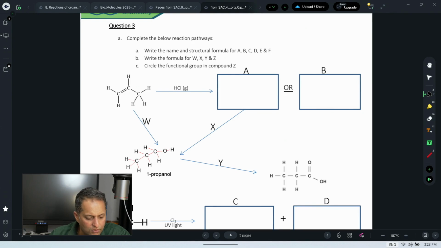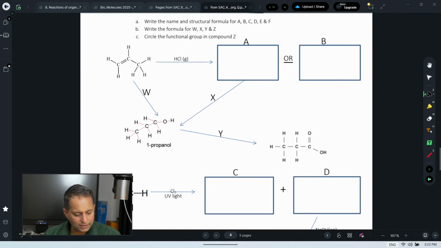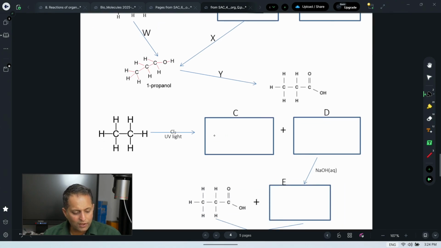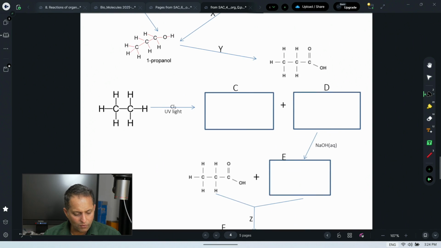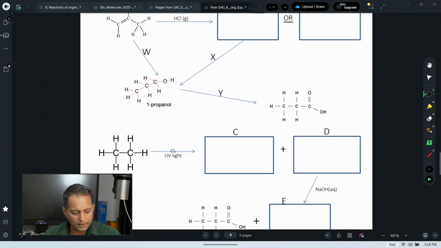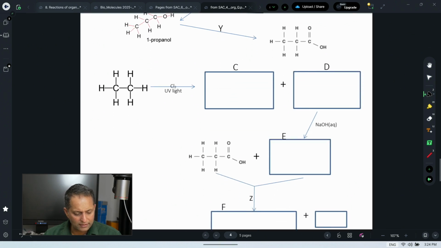What are we trying to do? Well, look at this. By just looking at this question, I know exactly what they are trying to do. We are going to get a carboxylic acid here. Yes, propanoic acid. We are getting propanoic acid.